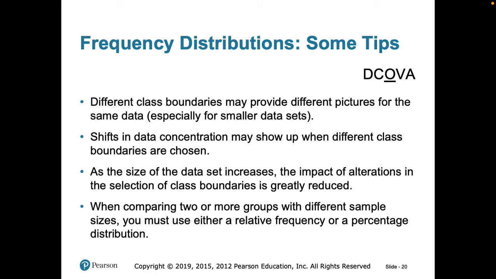Some tips that you need to keep in mind when using a frequency distribution is that different class boundaries may provide different pictures for the same data. So you have to be careful when you set those boundaries. You want to do everything, 10 and 30, right? So more than 10 but less than 30, and then more than 30 but less than 60. You have to keep those in mind, because if you change those class boundaries, you can change the picture of what you're trying to achieve. Also, shifting data concentration may show up when different class boundaries are chosen. So you kind of had an idea, oh, you know what?